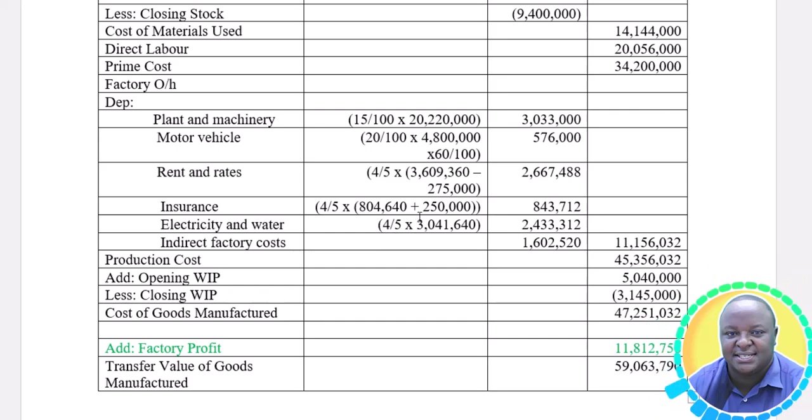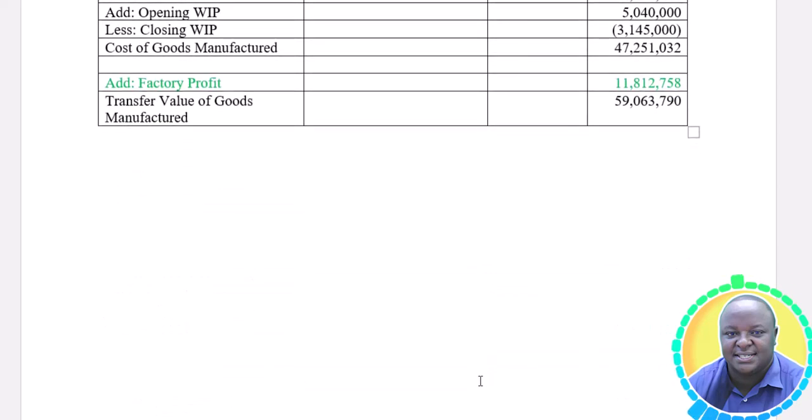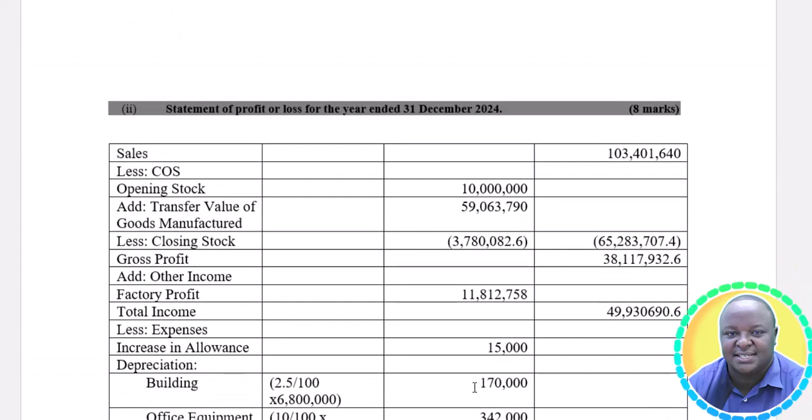Electricity and water, there's no other information that is affecting. We do it, and we'll talk about other indirect factory cost. On that, you get the total factory overheads. So if you add it to that, you will get the production cost, and then you add the opening work in progress, you less the closing work in progress, you will get the cost of goods manufactured. And so you calculate the transfer value of the manufactured goods, you are able to get your factory profit in that manner. So that is how you get to prepare that.